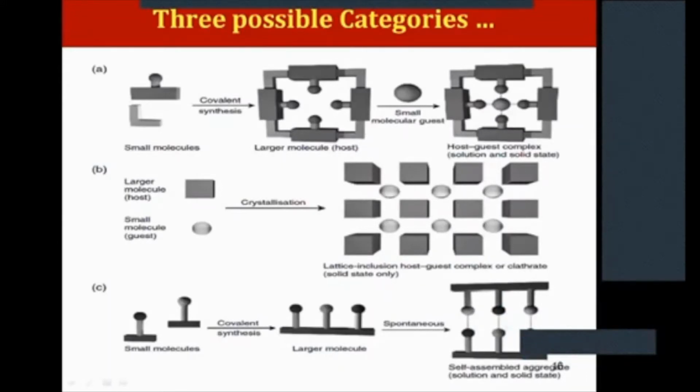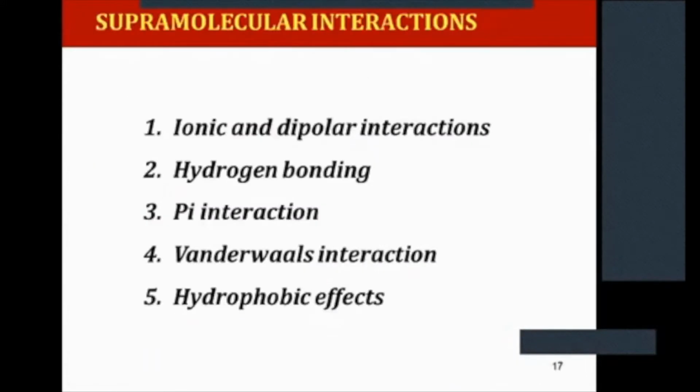Okay, I told you there is no covalent or ionic interaction. So what sort of interactions? When you put a material inside a cyclodextrin, I told you at the start, it is like a dustbin which is open at the bottom, and when you put something inside it is held in the middle. But how come? Because of these five interactions: ionic and dipolar interactions, hydrogen bonding, pi interactions, van der Waals interaction, and the hydrophobic effect.